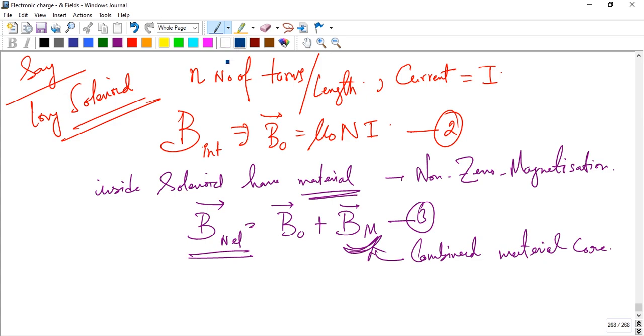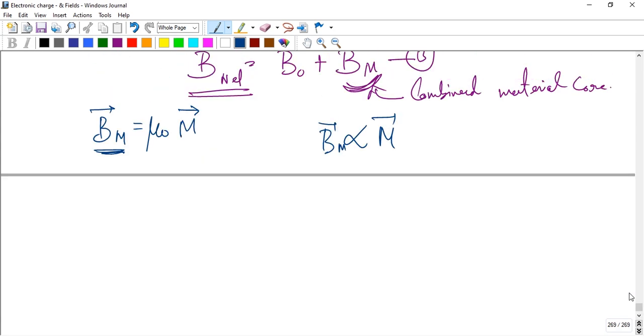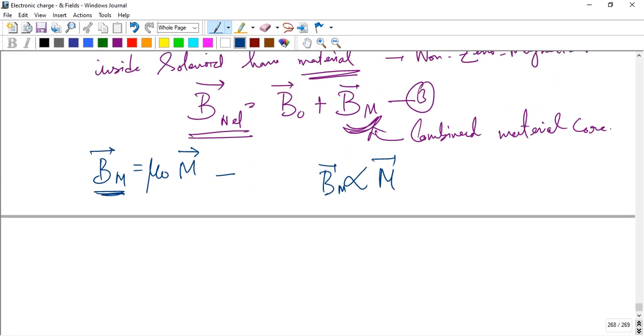Now we say that Bm, the magnetic field of the material core, is equal to mu naught times M, because it is directly proportional to the magnetization M, with mu naught as the constant. That is equation number 4.